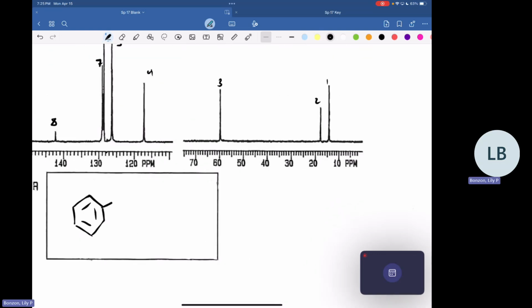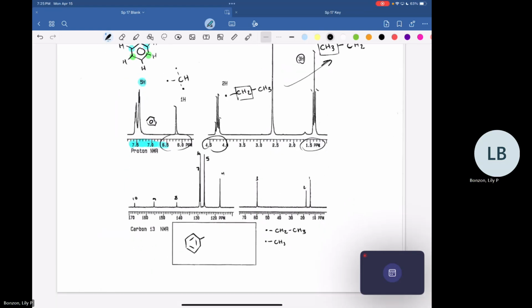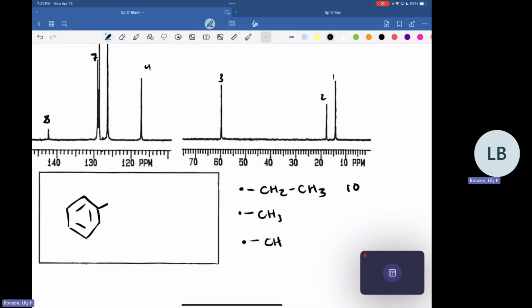We have a CH2, CH3. It doesn't have anything next to it. We've got a CH3 with nothing next to it. What else do we have? We have a CH that's got nothing next to it. And that accounts for 10 of our carbons with the benzene. So we have 2 more that we need.